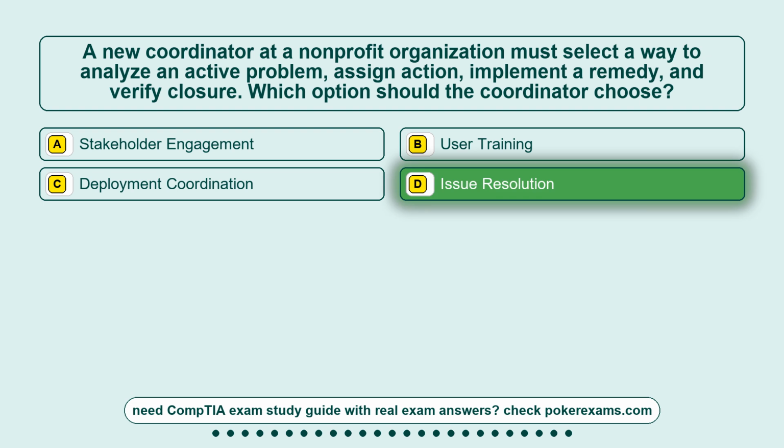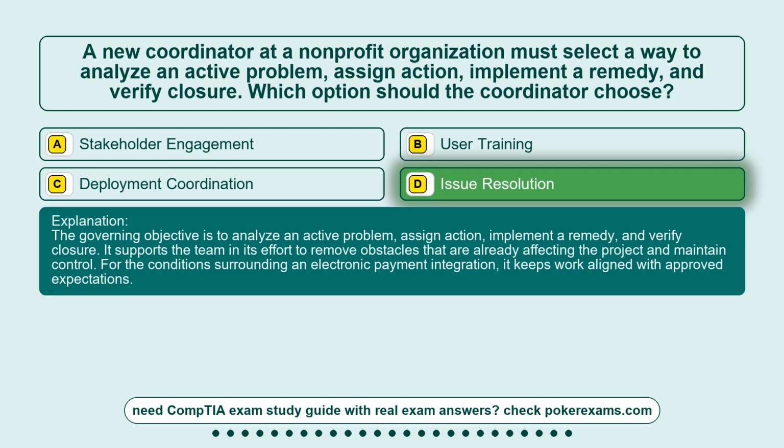The correct answer is option D, issue resolution. The governing objective is to analyze an active problem, assign action, implement a remedy, and verify closure. It supports the team in its effort to remove obstacles that are already affecting the project and maintain control. For the conditions surrounding an electronic payment integration, it keeps work aligned with approved expectations.